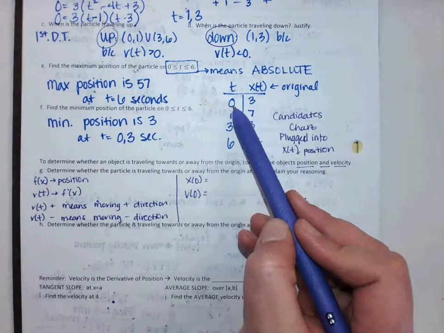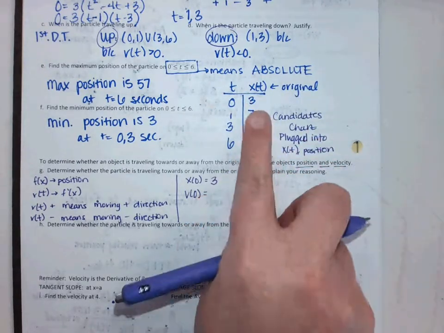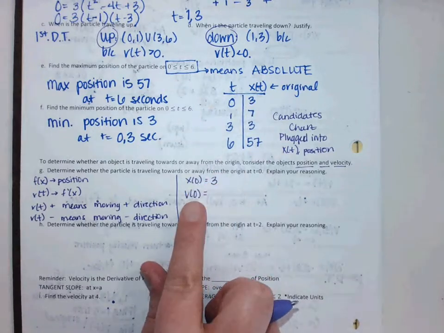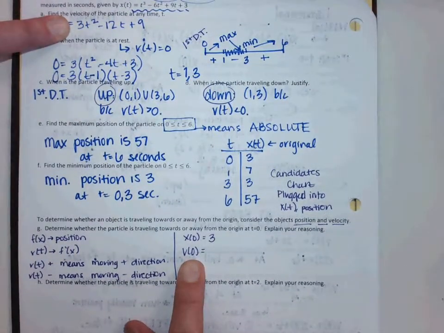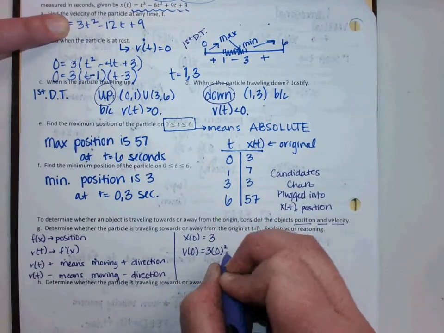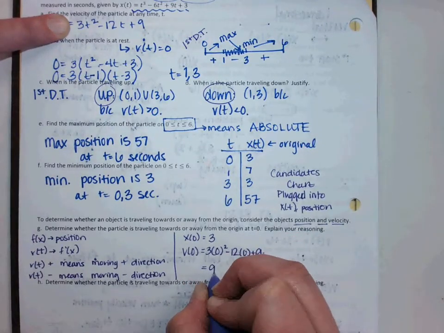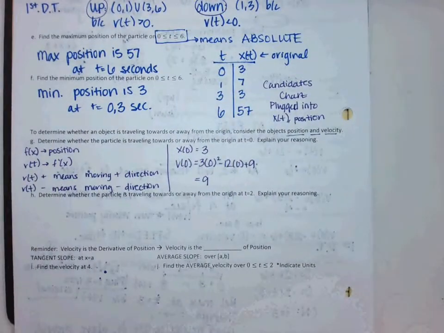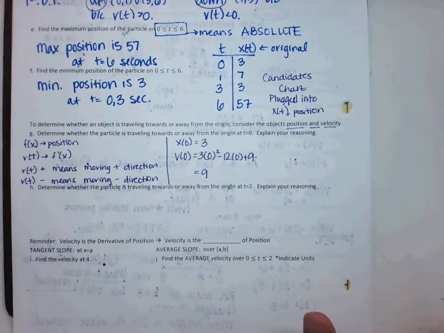At 0, what's the position? 3. So I'm just stealing that from my table right here. Okay, for velocity at 0, I'm going to plug that into velocity, which is right here. So I'd have 3 times 0 squared minus 12 times 0 plus 9. What do I get? 9. Very good.